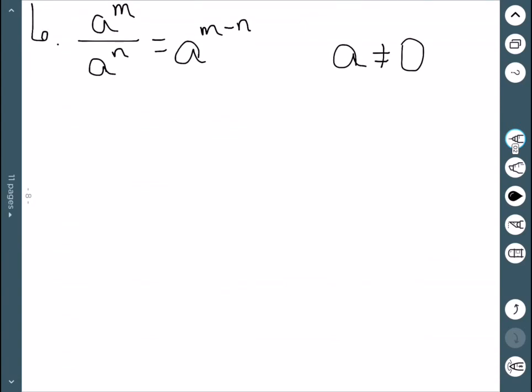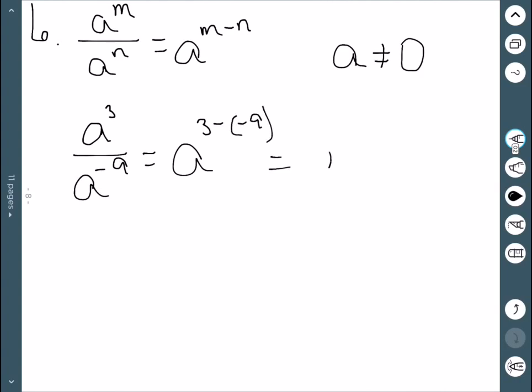If we're dividing two exponents with the same base, we can subtract their exponents. For example, a to the third over a to the negative 9. Well, this is a to the 3 minus negative 9. And the double negative becomes a positive, 3 plus 9. So this is a to the 12th.